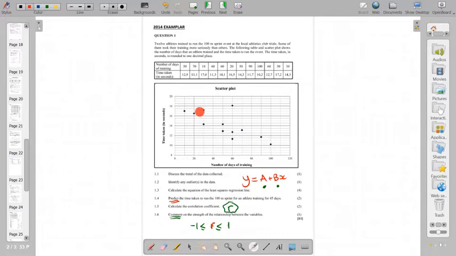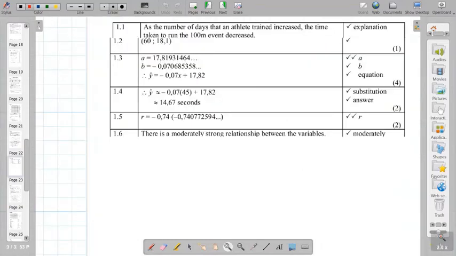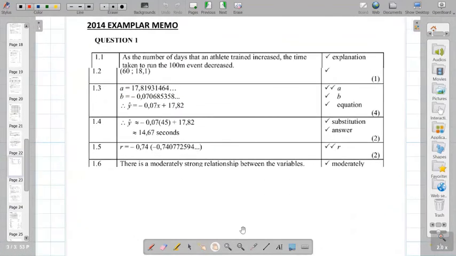Now, because this has a negative trend, our R will be negative. But I can say it's a good relation between them. There is a good correlation. I can say it will be a strong negative. But let's check the answers and see what the memorandum says. Okay, as you see, the solution, the memorandum, is not that long. So as the number of days trained increases, the time taken around decreases. Okay, that's what we said, no problem.